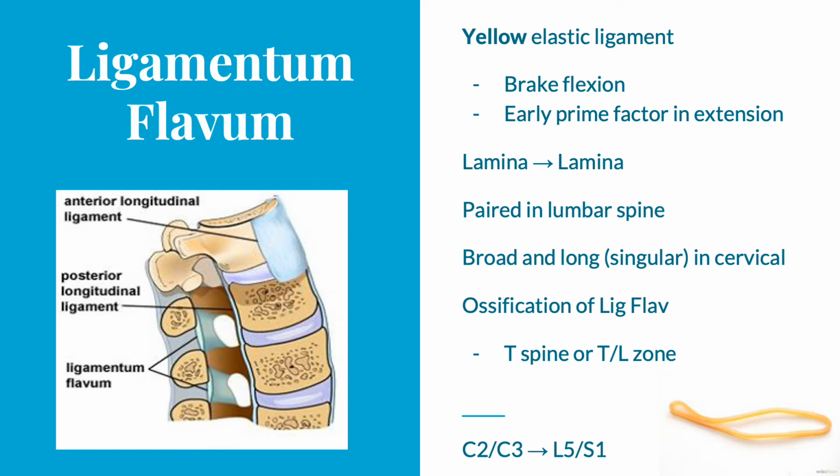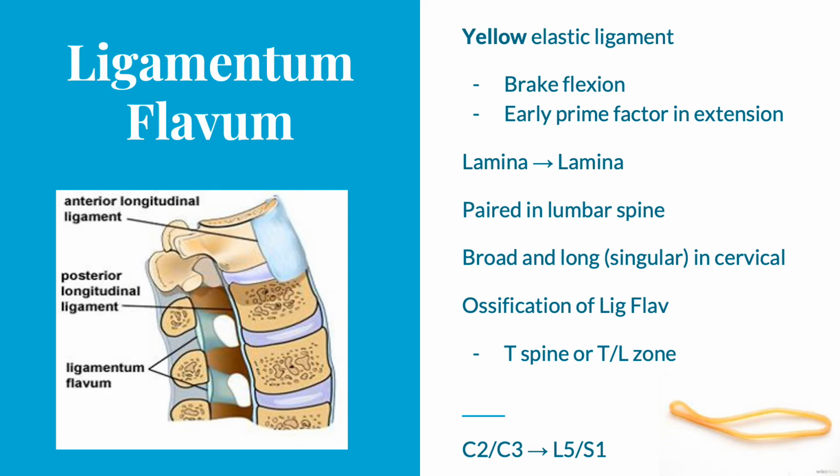So it's going to break flexion. If you flex your neck, you're tensioning your PLL, and you're also going to be tensioning all of the ligaments that occur behind that. So this elastic ligament is going to help to break that flexion. And importantly, that second point, it's an early prime factor in extension. So when you're going from flexion, returning to neutral, that's what's being described when we call it an early prime factor in extension. And that's because of the elasticity of it. So it's that kind of snapback effect.